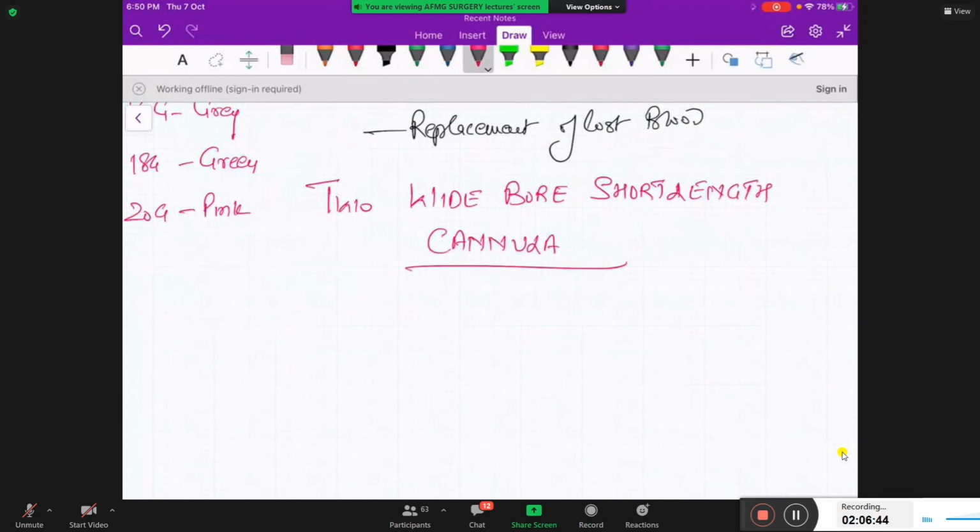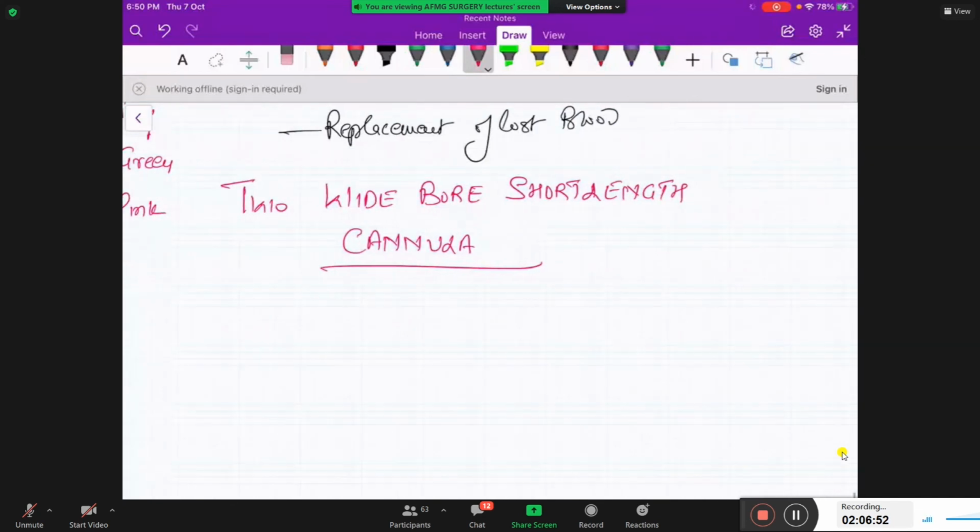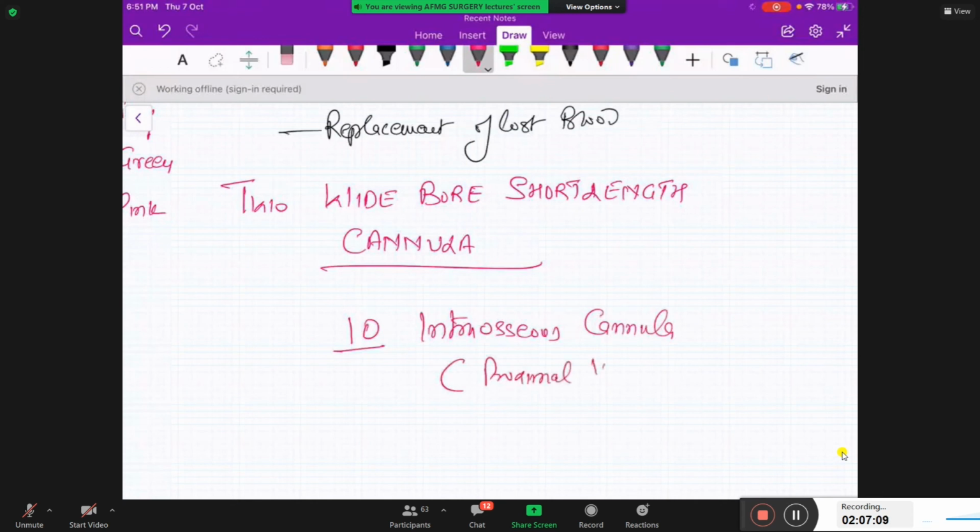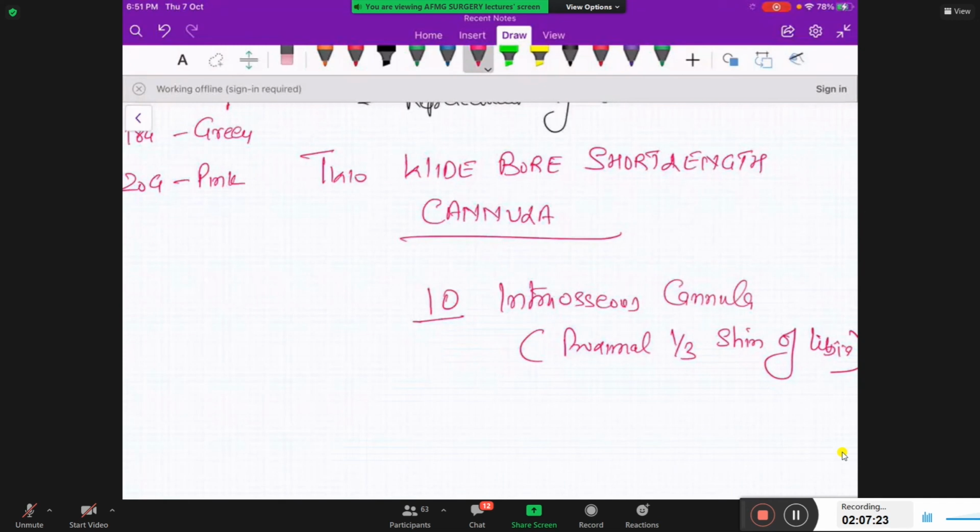You may not be able to put a cannula because the vein is collapsed. So if you can't put a cannula in the vein, what will you do? Never central line. Never central line. You will do an intraosseous cannula. What is this intraosseous cannula? You have to put a cannula in the bone. Where will you put? Proximal 1/3 of shin of tibia.